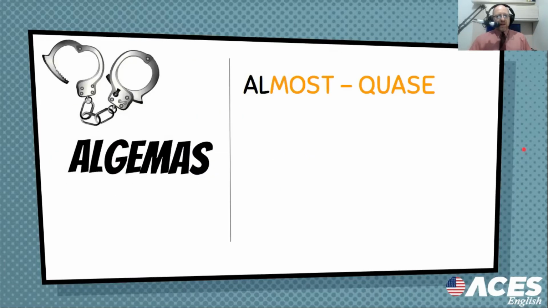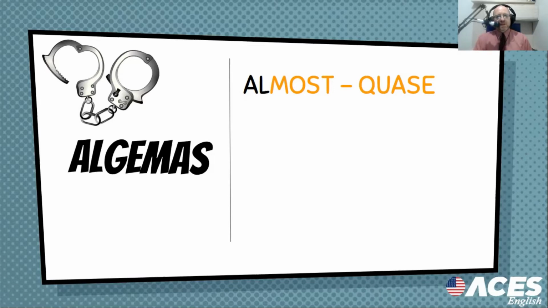So let's talk about the algemas. So these are 5 words that start with AL that many of my students have problems with. They have problems remembering the difference between them. So one of my students said these all words are like algemas. They make it difficult to have the freedom to communicate or something like that.